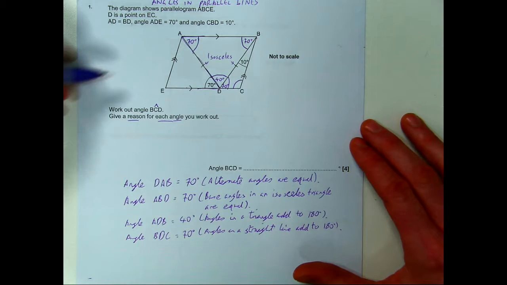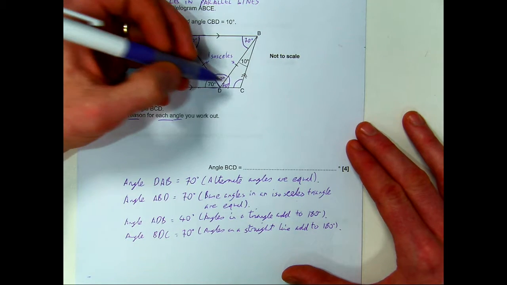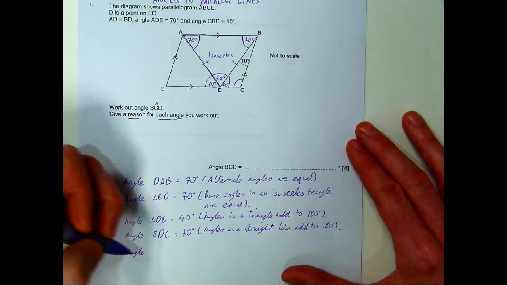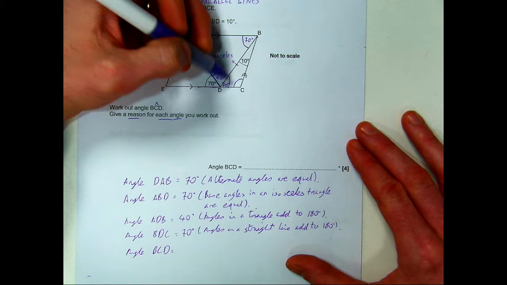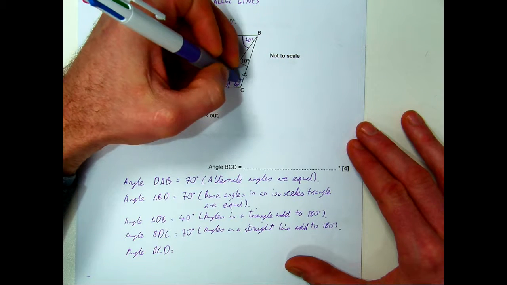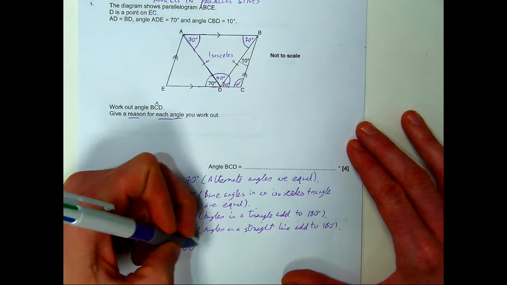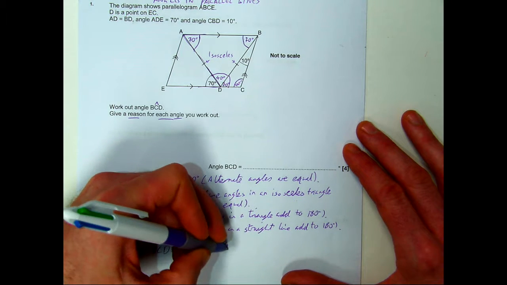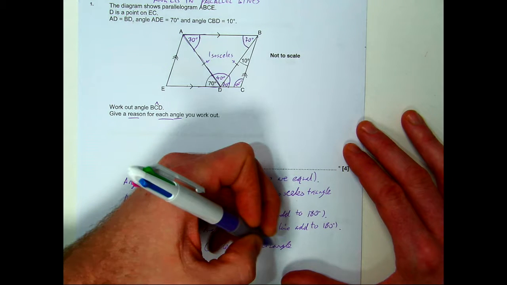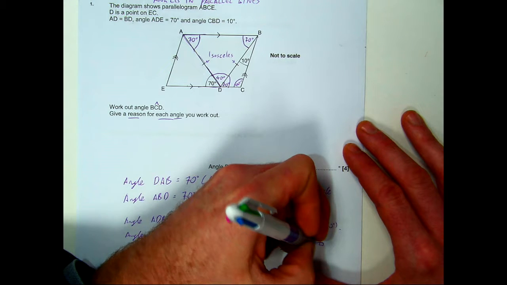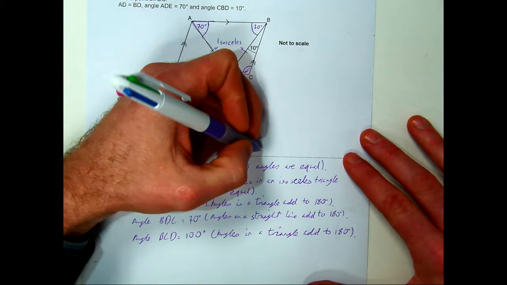Now I've done everything that I need to then work out this final angle here, angle BCD. That's going to equal 100 degrees, because angles in a triangle add up to 180. So equals 100 degrees, and my reason, angles in a triangle add to 180 degrees. Okay, so that'll be my final answer there.